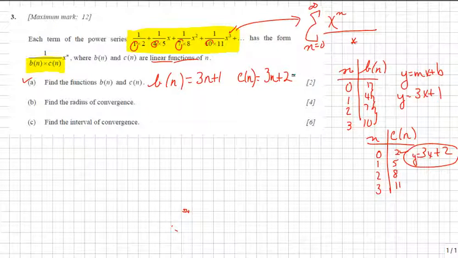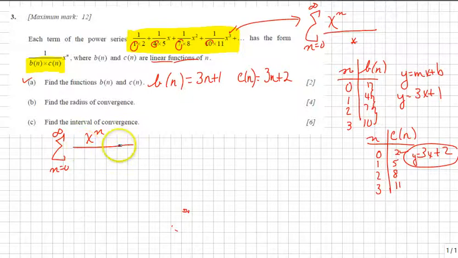So before we find the radius of convergence, let's write this power series totally in sigma notation. n equals 0 to infinity, and the numerator is x to the n. Of course, we don't need those ones. And the denominator is going to be b of n, which we just found, 3n plus 1, times c of n, which is 3n plus 2. Okay, now part B, find the radius of convergence.